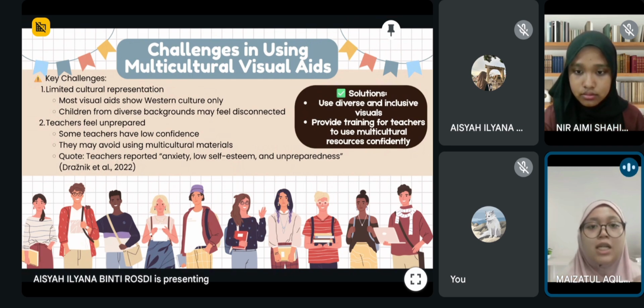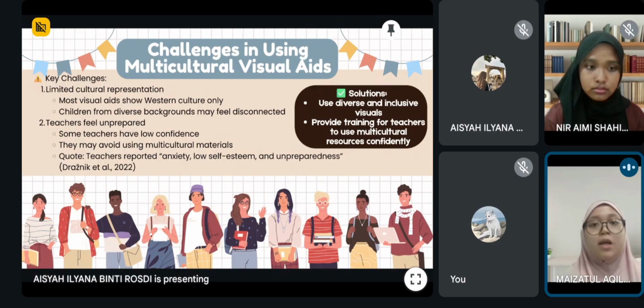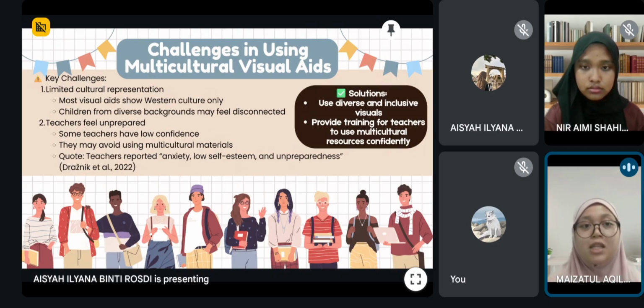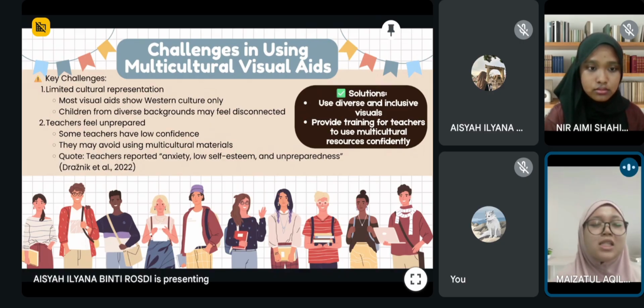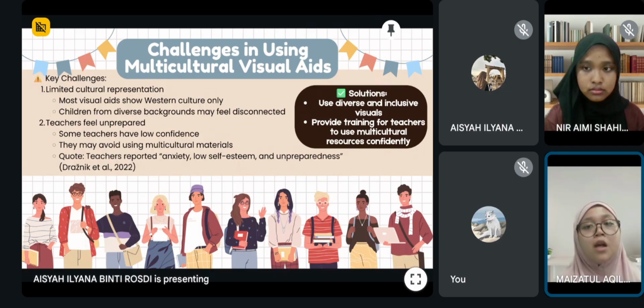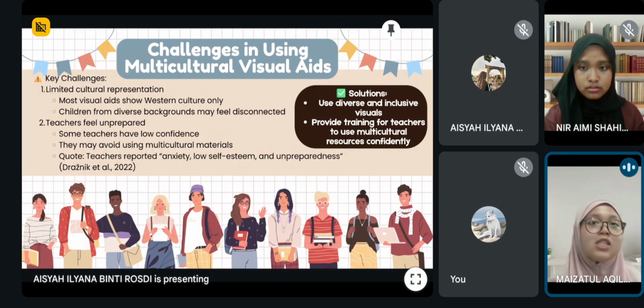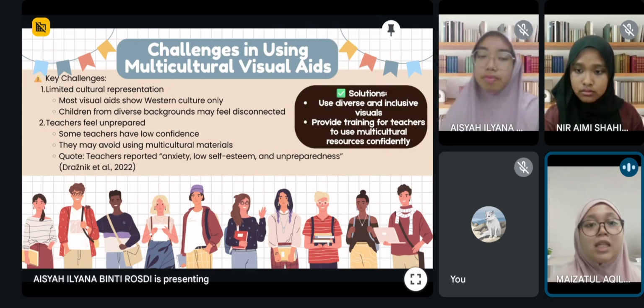The second challenge is related to the teachers. Even if schools have multicultural or inclusive visuals, some teachers may not feel ready or confident to use them. According to a study by Drasnik and others in 2022, many new teachers say they felt anxious or unsure about using culturally and linguistically diverse materials.